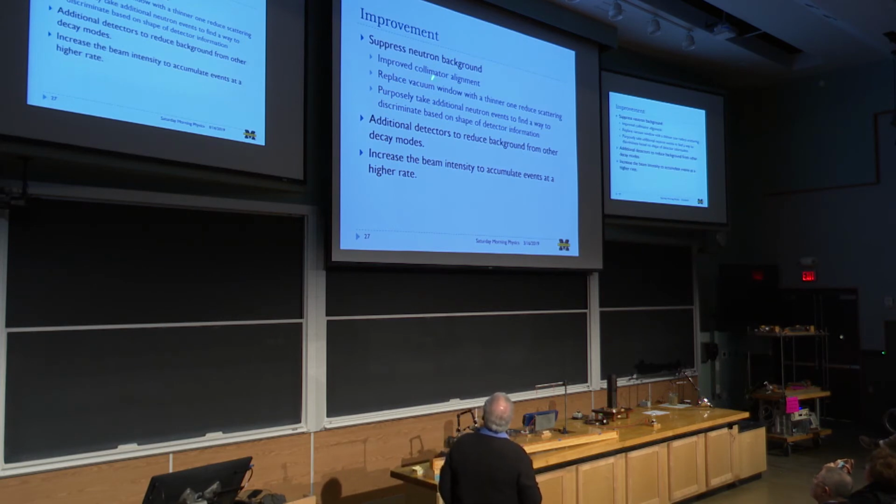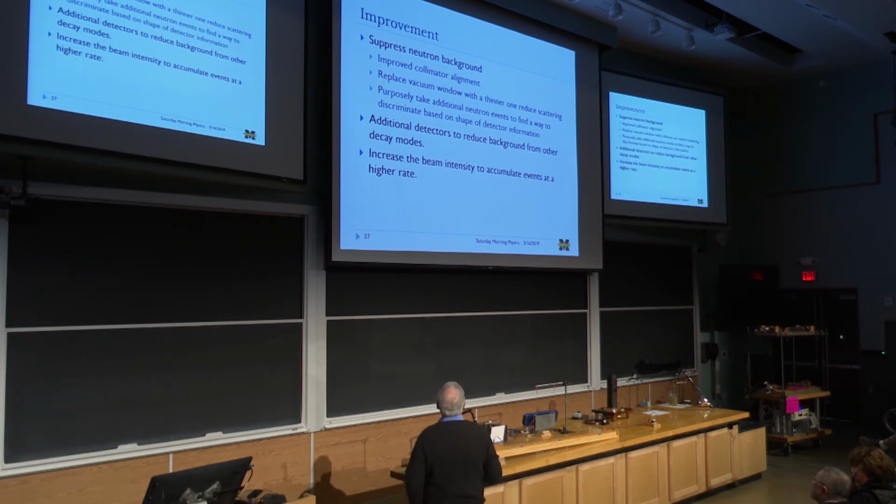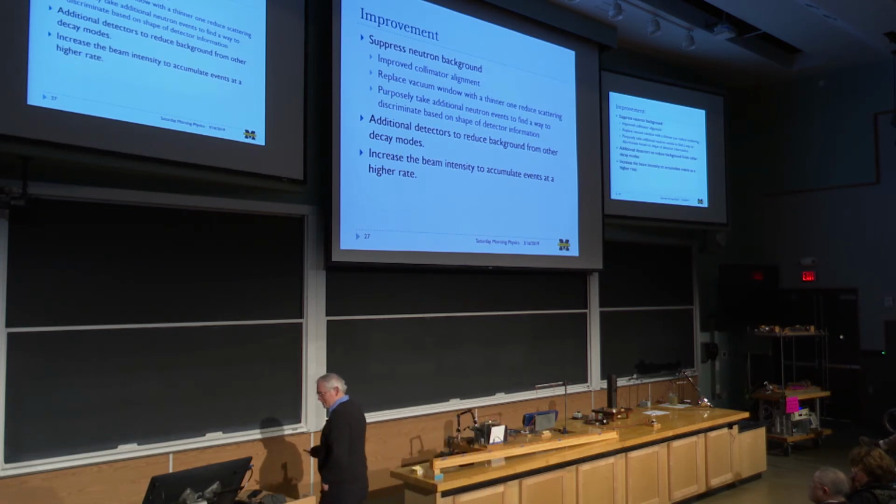So we need to suppress these evil neutrons by improving the collimator, replacing the vacuum window with a thinner one, and in addition, purposely taking events with these neutrons so we can understand what they look like and distinguish them from photons. Put in additional detectors and increase the beam intensity.